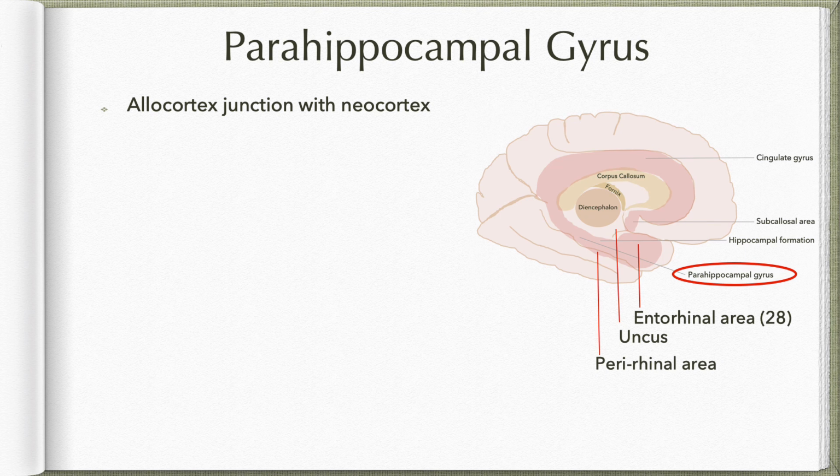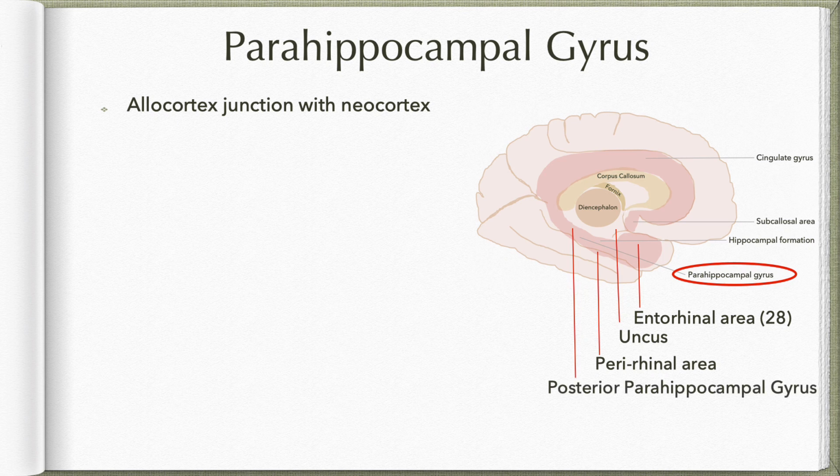This perirhinal area has got two components. One portion is adjacent to the rhinal sulcus, so adjacent to the uncus. The second part is lateral to the parahippocampal gyrus, extending to the medial occipitotemporal gyrus, areas 35 and 36. And the posterior most portion is known as posterior parahippocampal gyrus.